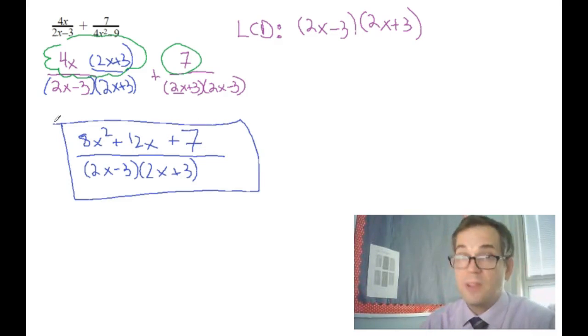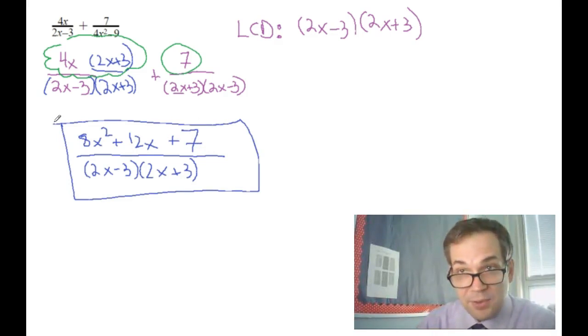I'm not going to try to factor the top. I'm not going to multiply the bottom out. I got the denominators the same. I simplified the numerators. I combined the numerators. Problem complete.